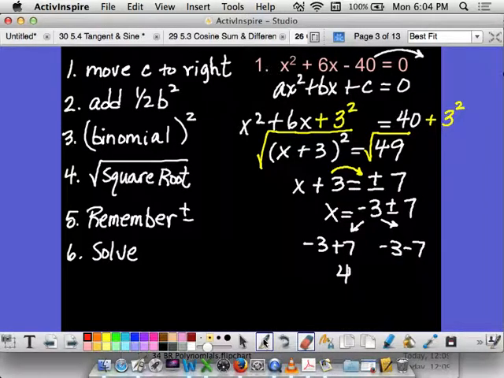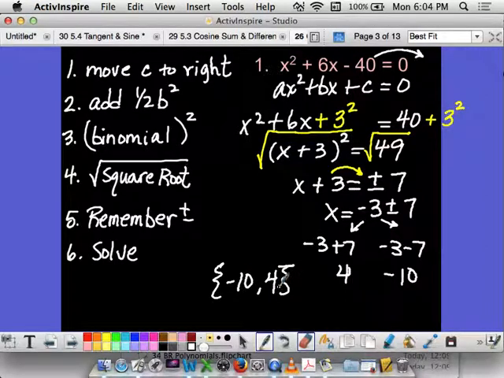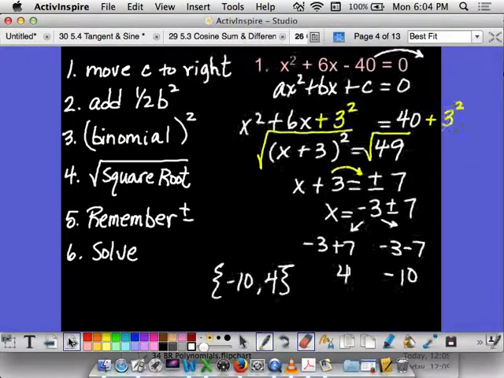Let me fix that. So when I write my final answer, it is going to be the ordered pair from least to greatest, negative 10, 4. And you can plug that back in and check it. But these are the steps for completing the square. Let's look at another one.